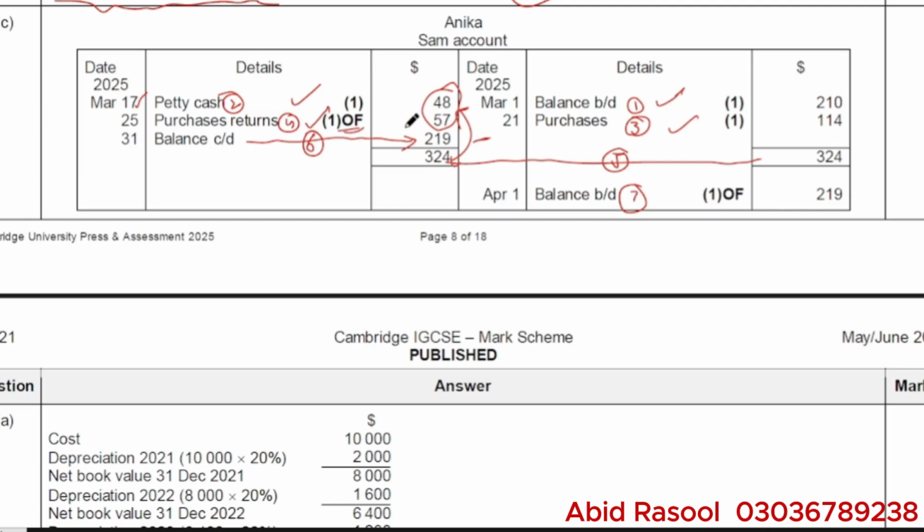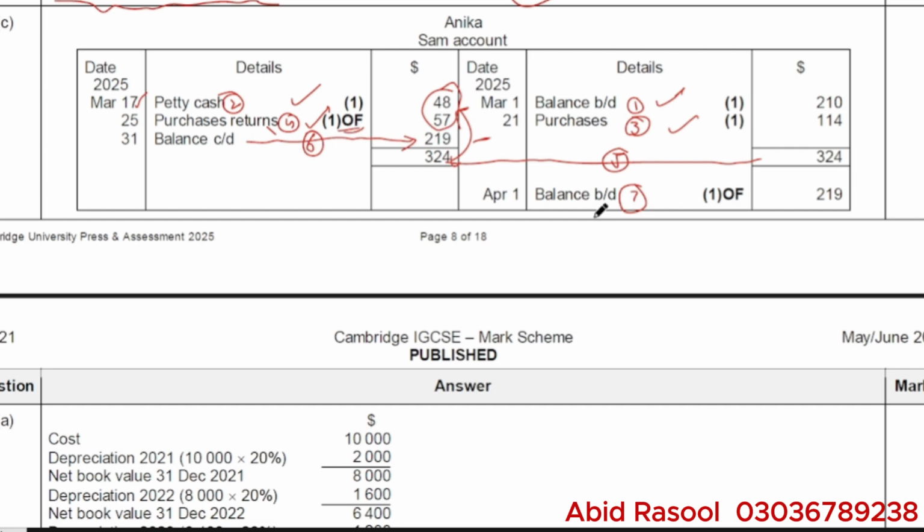Own figure means even if your amount is wrong. For example, you write 60 instead of 57. Even then you will get this mark, because the examiner has put OF, own figure marks, for purchase return. But one thing, if you write purchase return on the credit side and you write 57, then you are not going to get the mark. Its side should be correct. First of all, the side of purchase return should be correct, and if your amount is wrong, then you will still be eligible to obtain this mark. Otherwise, you are not going to get this own figure mark.